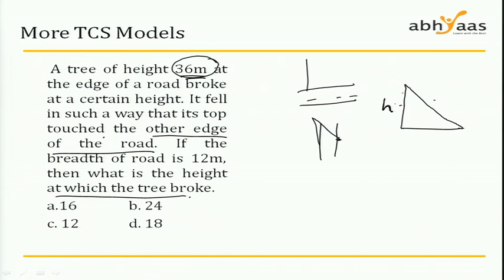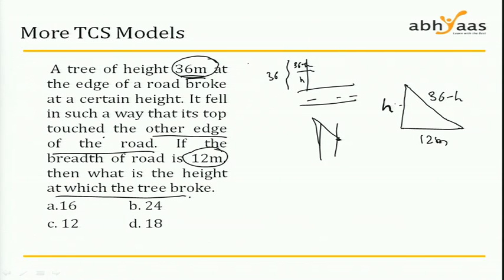So if this is h, and the total is 36, this becomes how much? 36 minus h. So what is the broken part here? This is the broken part and it measures 36 minus h. And what do you know about the breadth of the road? The breadth of the road is 12 meters. Assume the tree to be at right angle. That's when you can solve the problem.